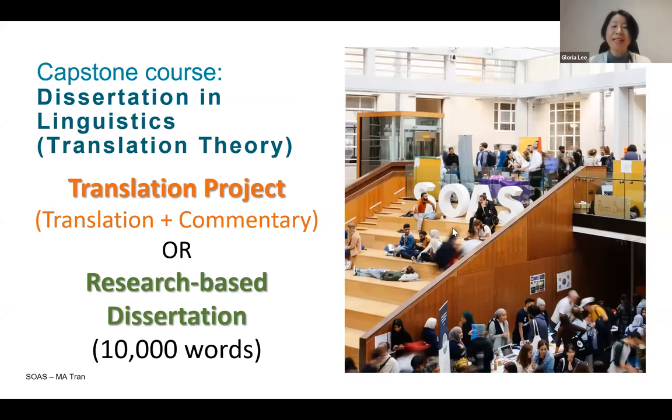Just like Chris just said, our students also need to work on a dissertation to apply such knowledge in practice. They can choose to work on a translation project if they are interested in specific types of translation, like literary translation, if you want to translate a play, short stories, novels, and it can also be an audiovisual text. So you can subtitle a video clip or a film or even websites. Another option would be a research-based project focusing on a selected topic.